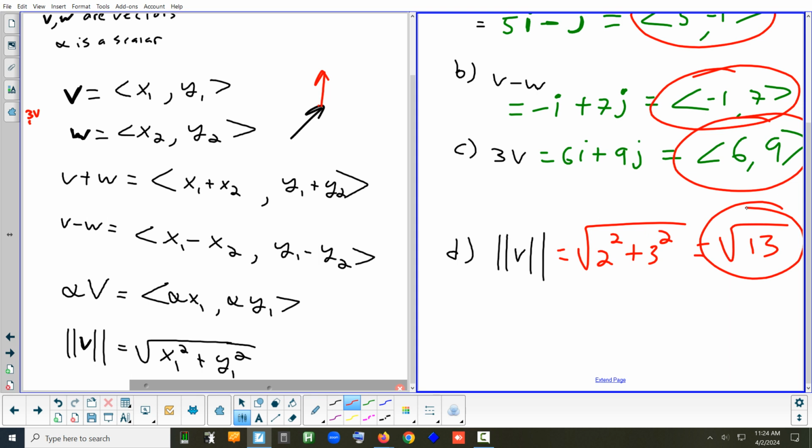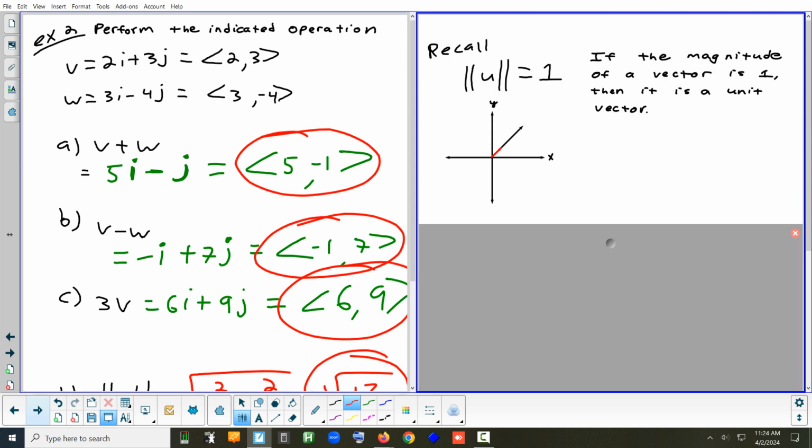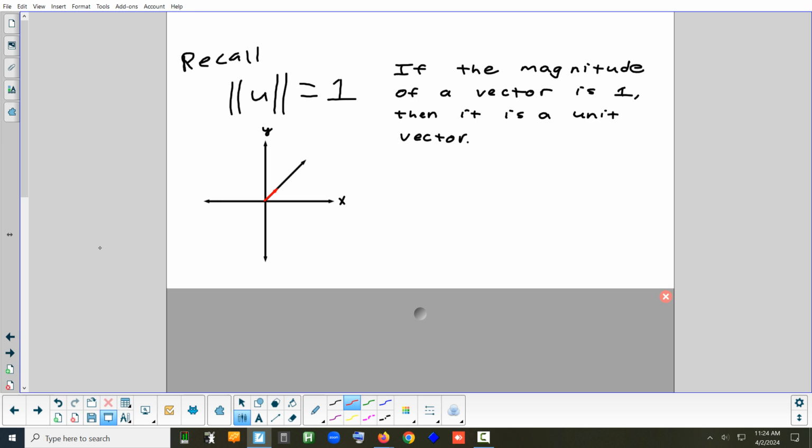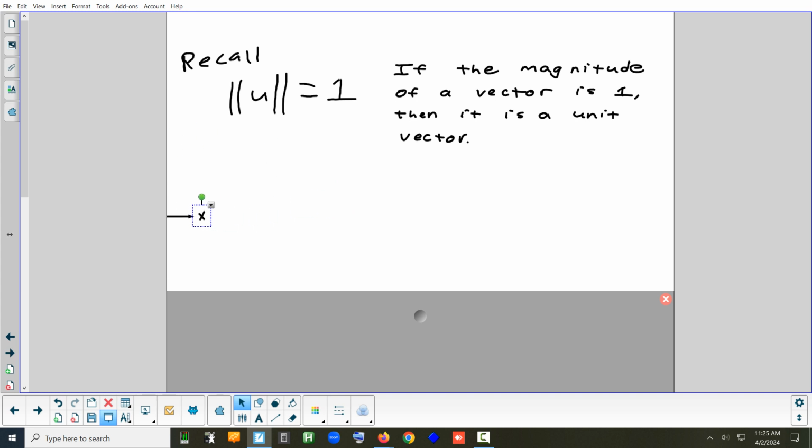Okay. Any questions? All right, so let's look at this. What I have is just a reminder about what a unit vector is. It says if a vector has a length of 1, magnitude of 1, that makes it a unit vector.